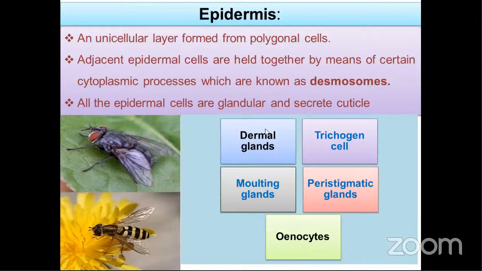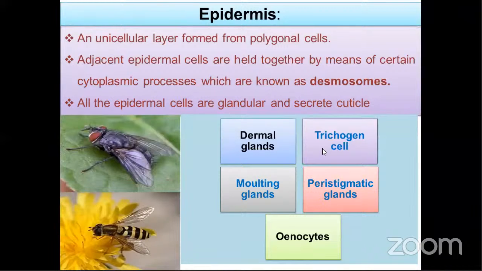Those are dermal gland, trichogen cell, molting gland, peristigmatic gland, and oenocytes. Derma means skin, so dermal glands can secrete the cement layer. Trichogen cell: there are 2 types of cells, the trichogen and tormogen. We'll discuss these later.